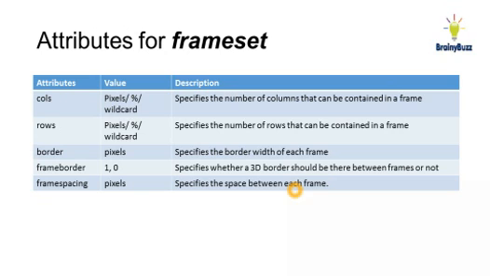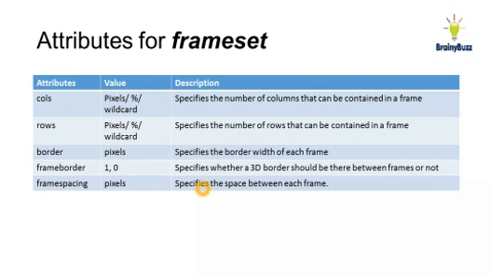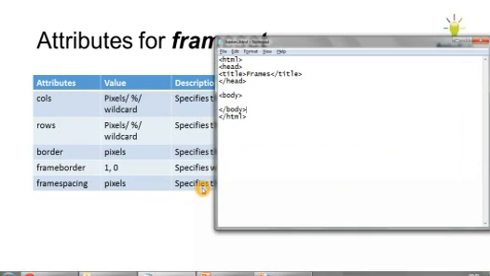The attributes of the frameset are cols, rows, border, framespacing, src, name, frameborder, marginwidth, marginheight, noresize, scrolling, longdesc. Let's see how exactly they work. I have created a normal HTML page structure and saved it as frames.html. The frameset should not be included in the body tag, so it will come between the closing head tag and the starting body tag.